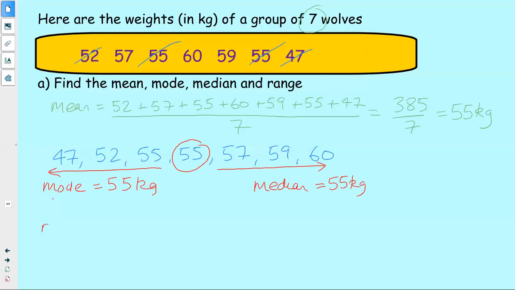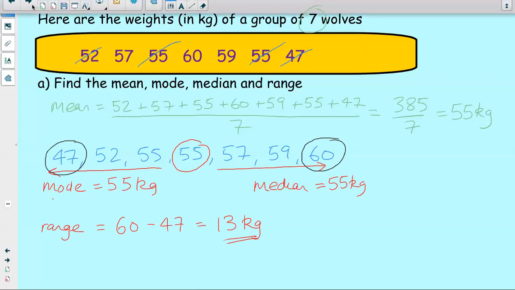Okay, and the range, remember, is the biggest value, which is 60. The highest value and the lowest value is 47. So you're going to do 60, take away 47, which is 13 kilograms. Okay, so that's us.